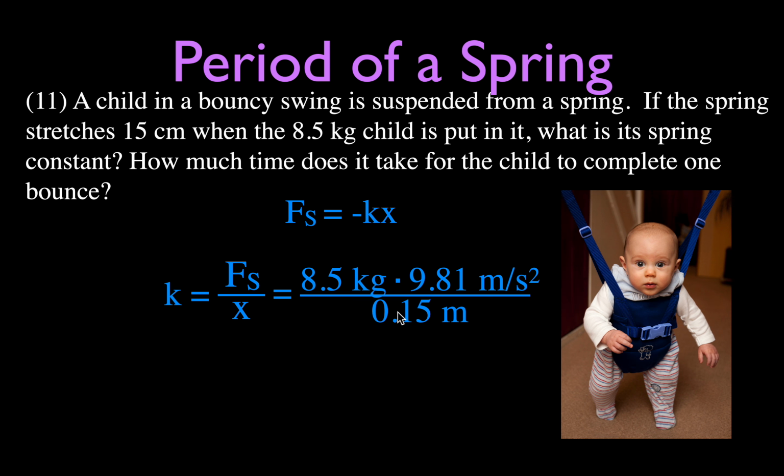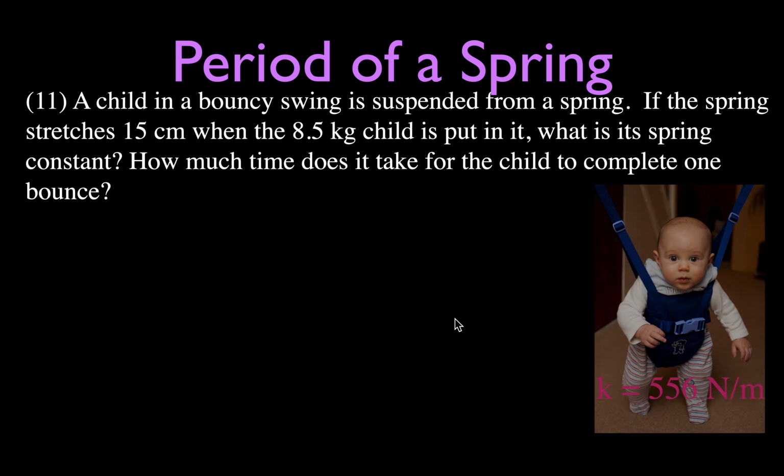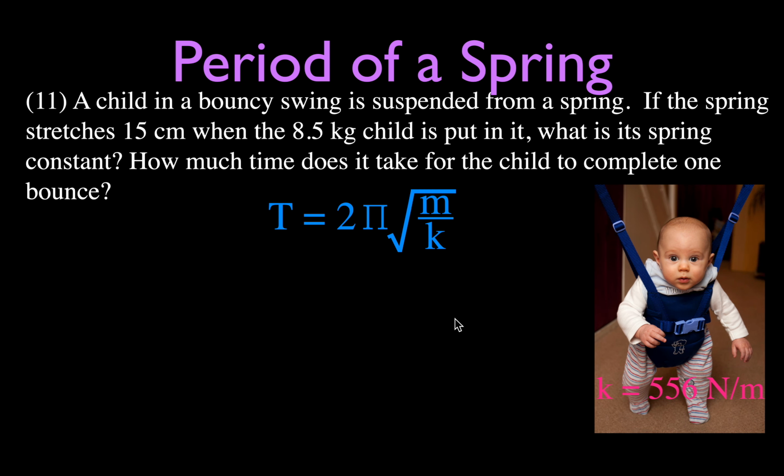Divided by x, the distance, and it says 15 centimeters, that's 0.15 meters. We get the spring constant, it's just about 556 newtons per meter. Kilogram meter per second squared is a newton divided by meters. Now we can use our equation to calculate the time.